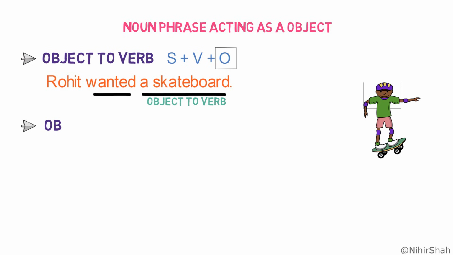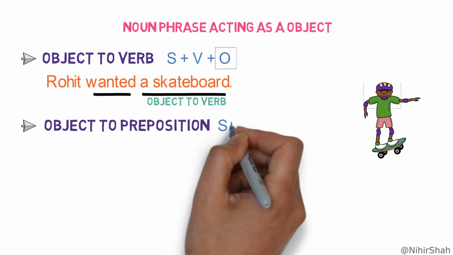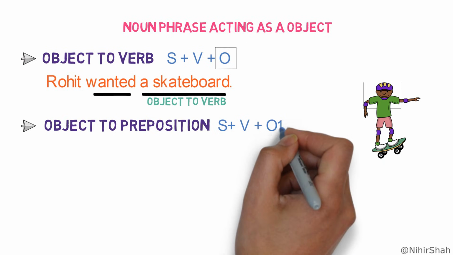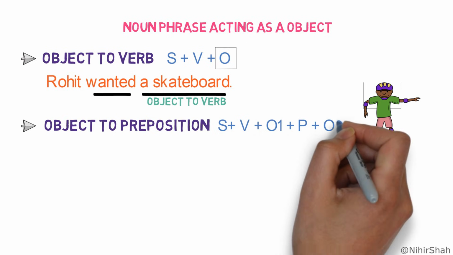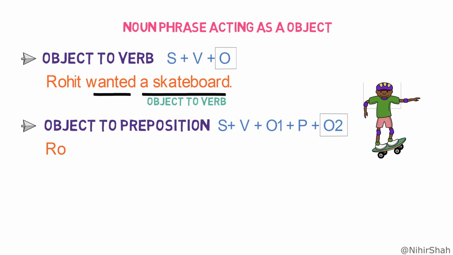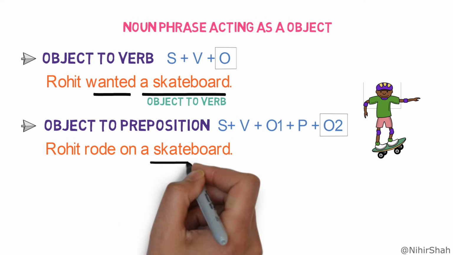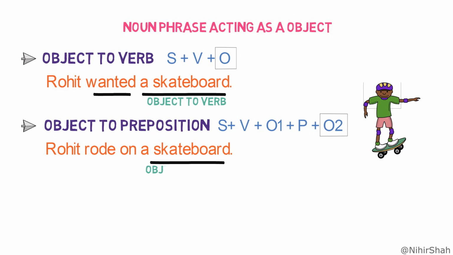Number 2, object to preposition. Here, the sentence structure would be subject plus verb plus object 1 plus preposition plus object 2. Rohit rode on a skateboard. Here, the phrase a skateboard is acting as an object to the preposition on.